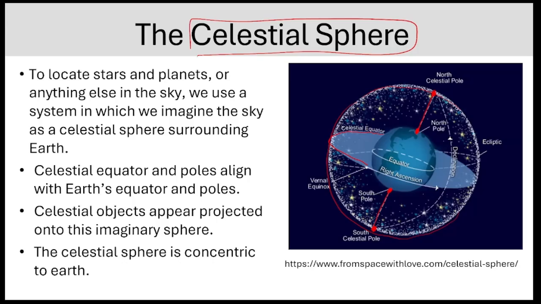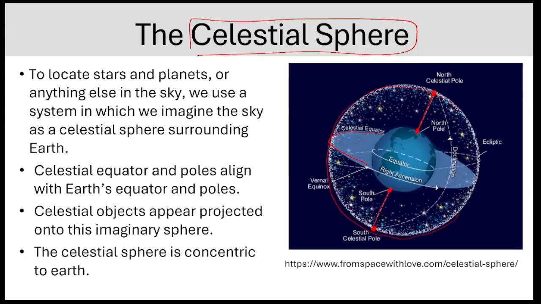This model of celestial sphere simplifies sky mapping, even though the stars aren't really attached to this sphere. By projecting these objects we see in the night sky onto the celestial sphere, we are able to map the night sky.